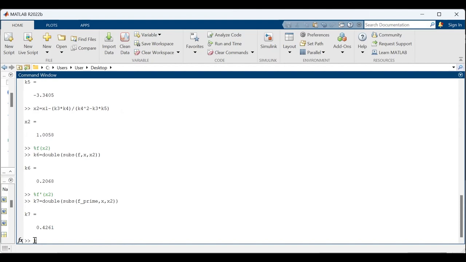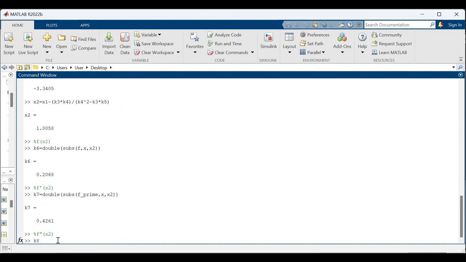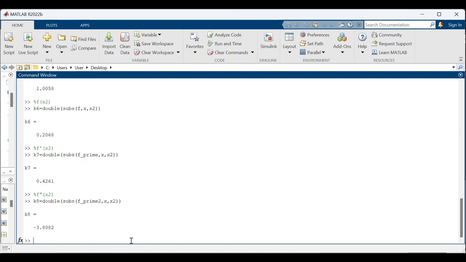Next, k8. So k8 is simply my second derivative at x2. I'm calling it k8. And k8 is equal to, of course, the same command, I repeat it, and then f prime 2, and then of course I'm using x2. So from this, we can calculate. So it's our k8. From this, now let's find x3.